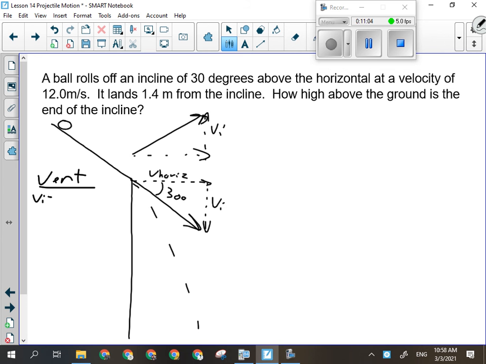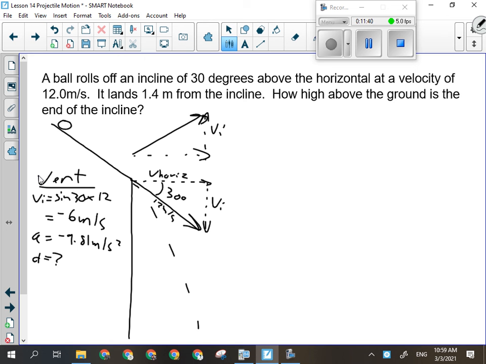VI is still going to be the sine of 30 times that 12 meters per second. So times 12, VI is going to be negative 6 meters per second, because it's down. Our acceleration is still going to be negative 9.81 meters per second squared. And we're looking for how high above the ground the incline is. So basically we're looking for the vertical displacement of the ball.